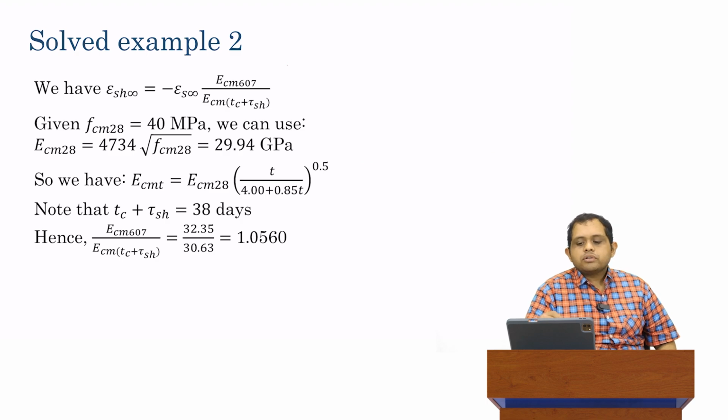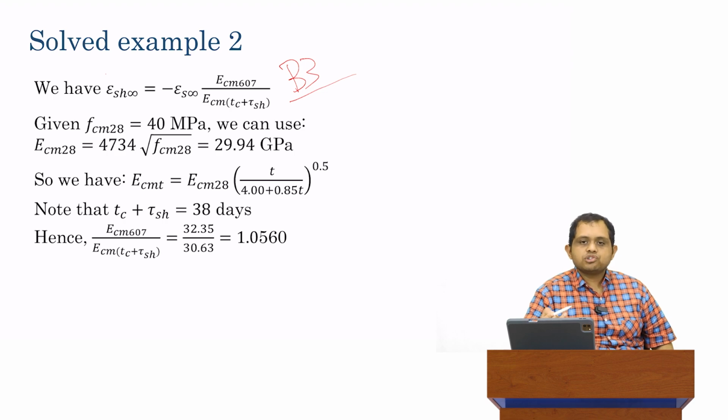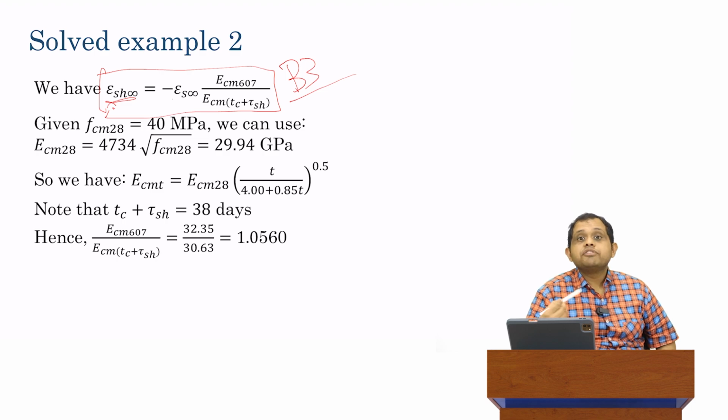Okay, we saw a lot of the formulas over here. So we are going to use the Bazant and Baweja B3 model. We saw a lot of the formulas, so I'm not going to actually repeat too much of the calculation. I just want to show you what a reasonable solution looks like. This was the basic formula which we saw, that basically we need this epsilon SH infinite. This is the strain. Actually, it's a normal strain, not a shear strain. This is the normal strain due to shrinkage at infinite time, that is, after a very long period of time.